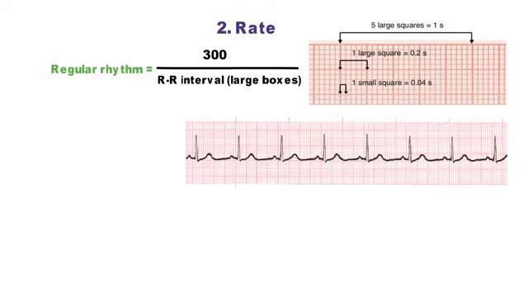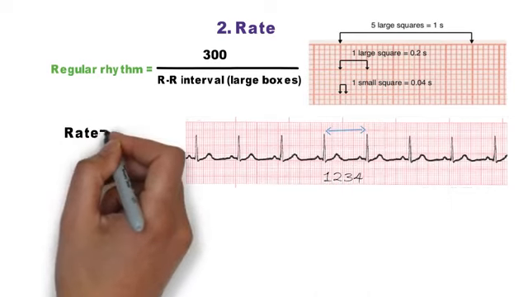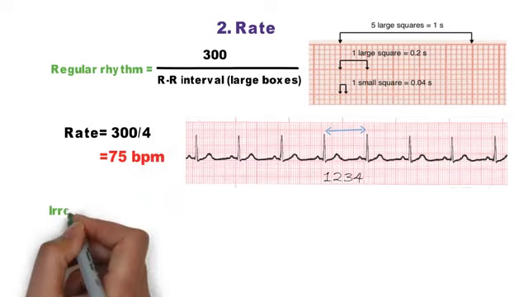Now in this normal sinus rhythm ECG, there are 4 large boxes between the RR interval. So the rate will be 300 divided by 4. That comes out to be 75 beats per minute.